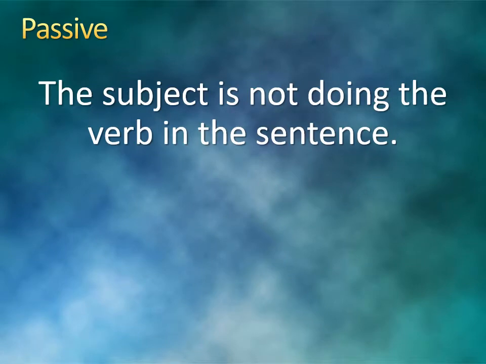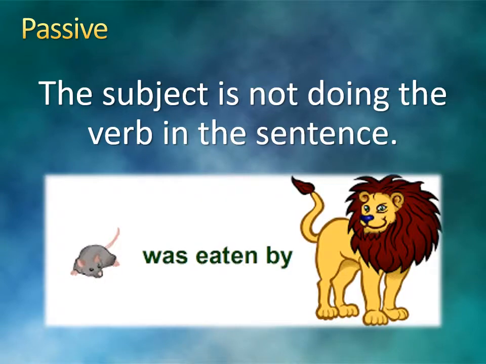Passive is when the subject is not doing the verb in the sentence. For example, the mouse is not doing the eating. The mouse is being eaten. So the sentence is written in passive voice.